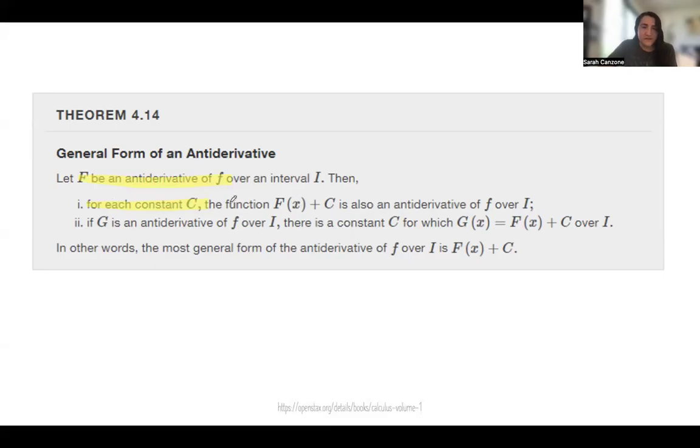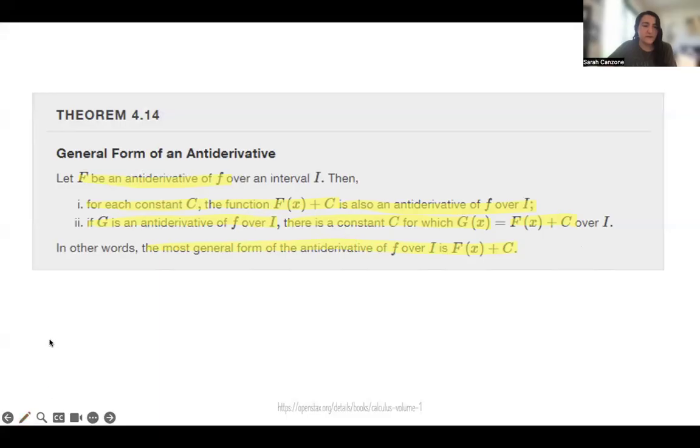So for each constant C, the function capital F of x plus C is also an antiderivative of f over I. So what that's saying is capital F is an antiderivative, but also capital F plus C for some constant C is an antiderivative as well. We also have that if G is an antiderivative of f, so maybe you have two valid antiderivatives, then there's a constant C for which G is equal to F plus C over I. All right, so in other words, the most general form of an antiderivative is F of x plus C.